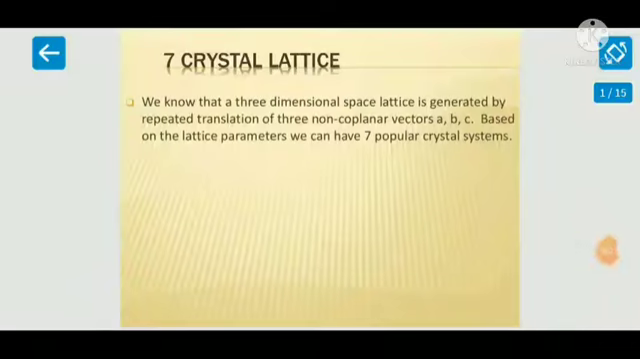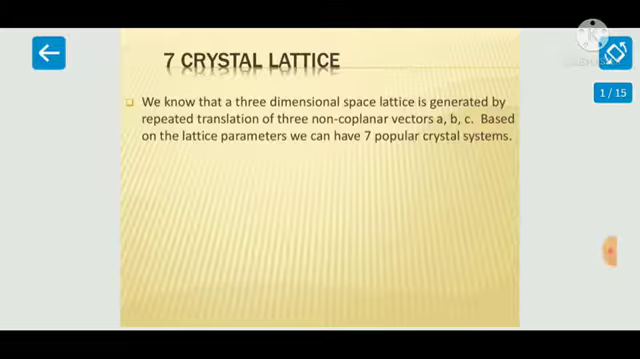Today we are going to discuss the 7 crystal lattice systems. We know that the three-dimensional space lattice is generated by repeated translations of three non-coplanar vectors A, B, C based on the lattice parameters. We can have 7 popular crystal systems.